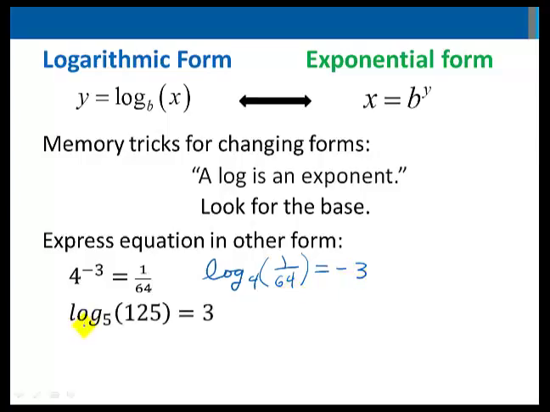Next, let's change the logarithmic form of log to the base 5 of 125 equals 3 into exponential form. I'll start by looking for the base. Here it's 5, so I have the base 5 raised to the exponent. Log is an exponent, so the exponent is 3, and 5 raised to the power of 3 equals 125 is my equation in exponential form.